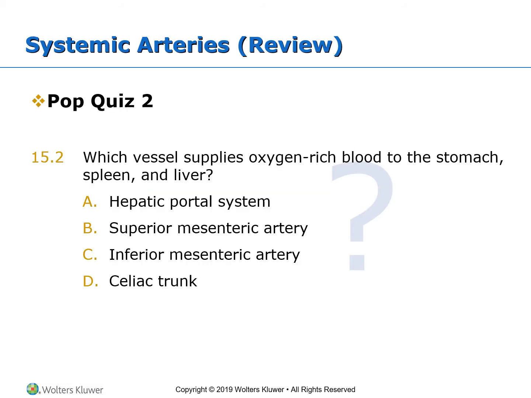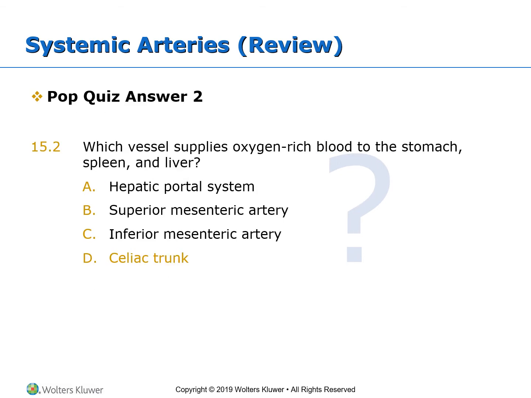Question number 2. Which vessel supplies oxygen-rich blood to the stomach, spleen, and liver? Your options are A, hepatic portal system, B, superior mesenteric artery, C, inferior mesenteric artery, or D, the celiac trunk. The answer is the celiac trunk.